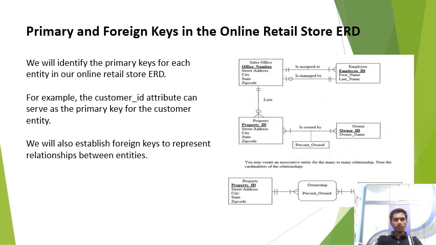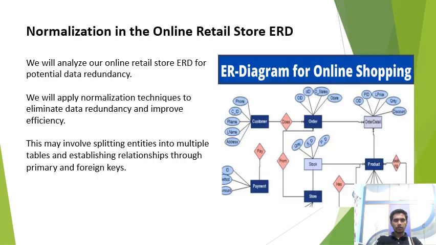Primary and foreign keys in the online retail store ERD. We will identify the primary keys for each entity in our online retail store ERD. For example, the customer ID attribute can serve as primary key for the customer entity. We will also establish foreign keys to represent relationships between entities. Normalization in the online retail store ERD. We will analyze our online retail store ERD for potential data redundancy. We will apply normalization techniques to eliminate data redundancy and improve efficiency. This may involve splitting entities into multiple tables and establishing relationships through primary keys and foreign keys.